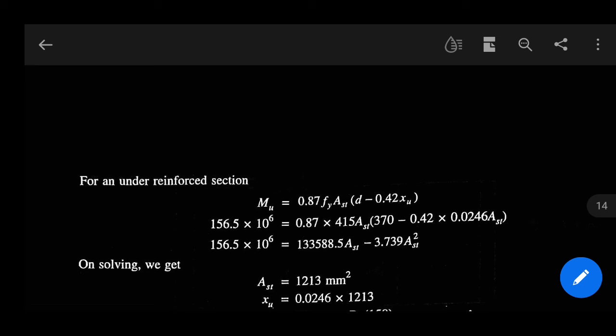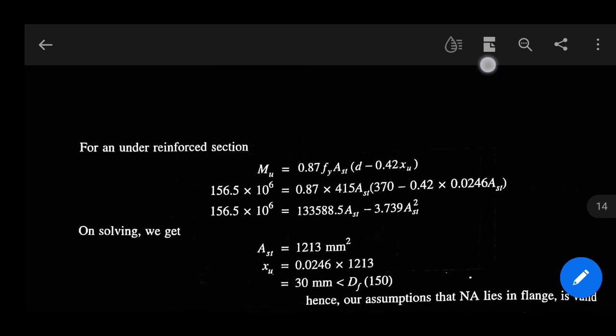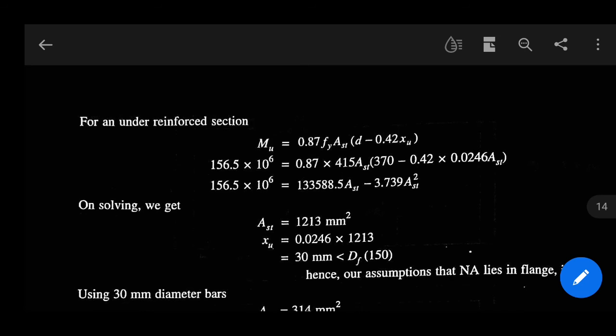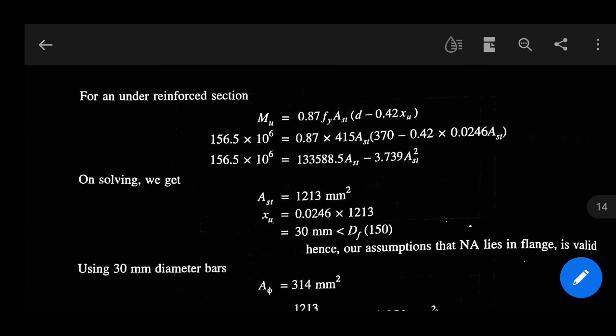From this we can write 156.5 into 10 to the power 6 is equals to 133,588.5 AST minus 3.739 AST square. By solving it, we get AST is equals to 1213 mm square. So XU is equals to 0.0246 into 1213, that is equals to 30 mm, which is obviously less than 150 mm. Hence our assumption that neutral axis lies in flange is valid. Okay, so we have to solve the rest part of the problem for this condition.